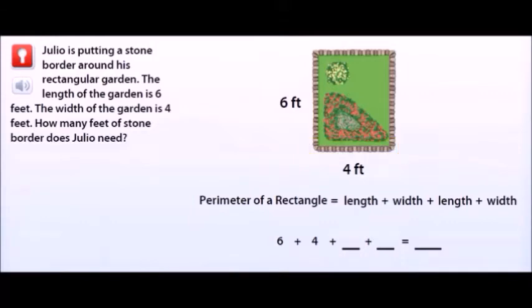What's the second length? The second length is the same as the first, 6 feet. What about the second width? The second width is the same as the first, 4 feet. When you add up all the sides, the total is 20. So Julio needs 20 feet of stone border.